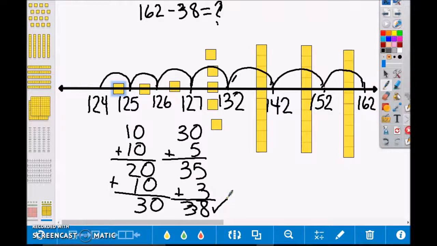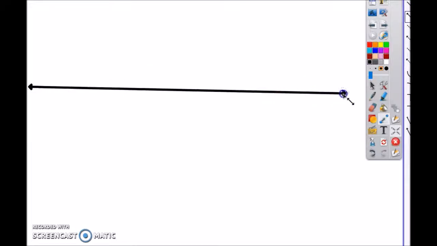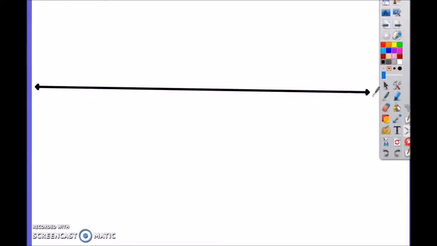When looking back at our question, 162 minus 38 equals 124. We're going to go ahead and move on to a pictorial model. We're going to start off by drawing our number line and then writing the number 162 because that's where we are going to start once again.